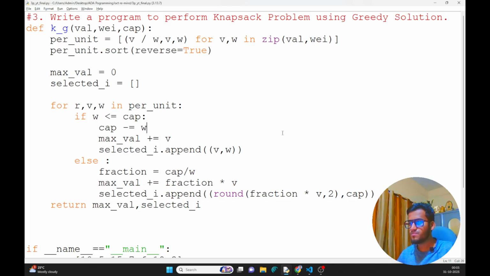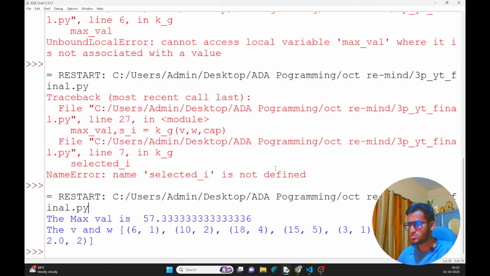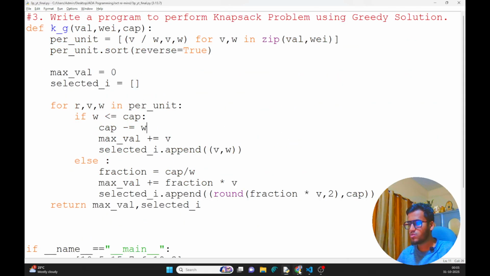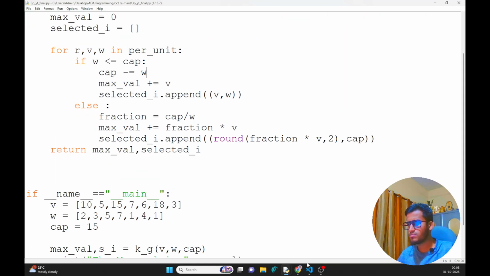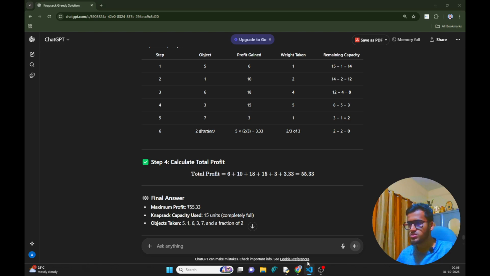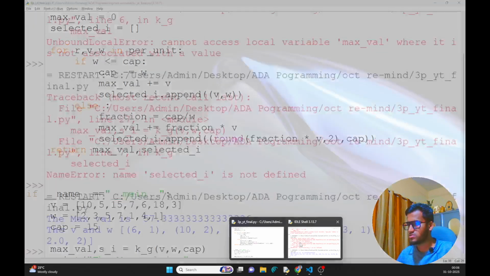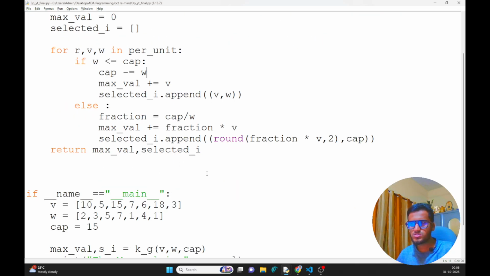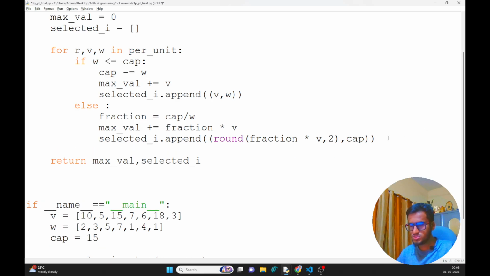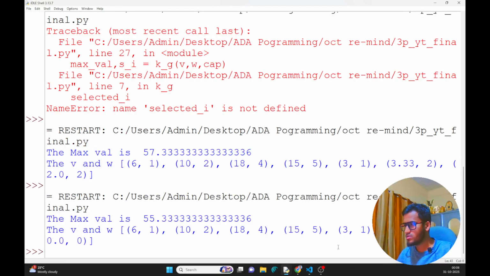Before we proceed, just a minute, my dear friends. What was the output? 55.33. Okay, there is a problem somewhere. Let us see where it is. Yeah, it is here. So capacity, fraction, and one thing we forgot to do, that is the capacity will become 0 here. We need to put it. We did it wrong.